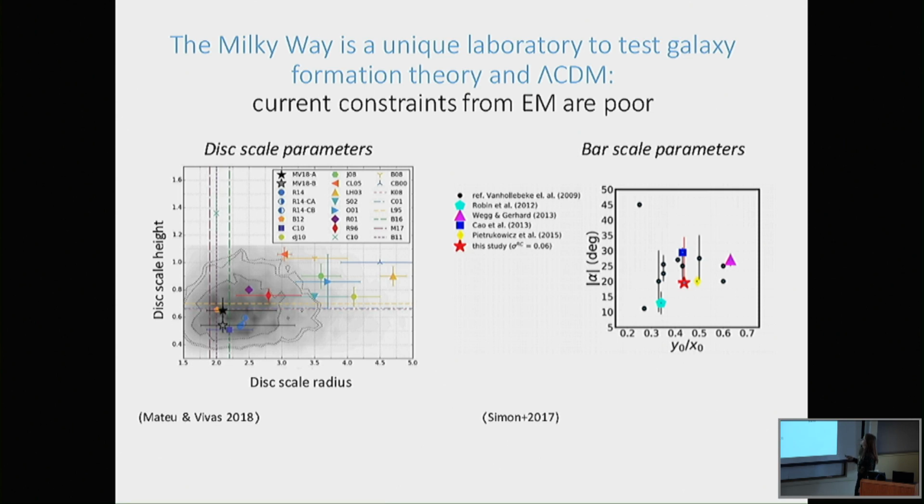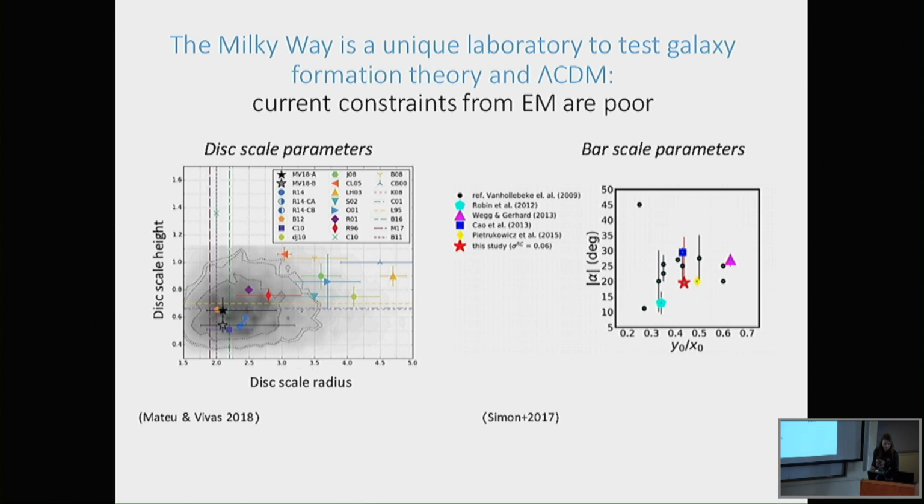And on the right, you see the bar scale parameters. On the x-axis, the bar axis ratio, and the viewing angle, so the angle under which we see the bar from the position of the sun. And again, you see that there is a wide spread in both directions. The main difficulties that we are facing here are a number of biases for different stellar tracers, the fact that you have dust extinction at optical wavelengths, and that distance is always difficult to recover.